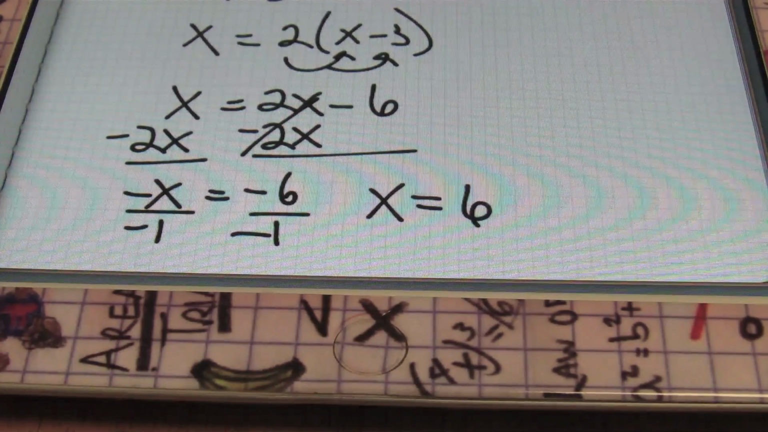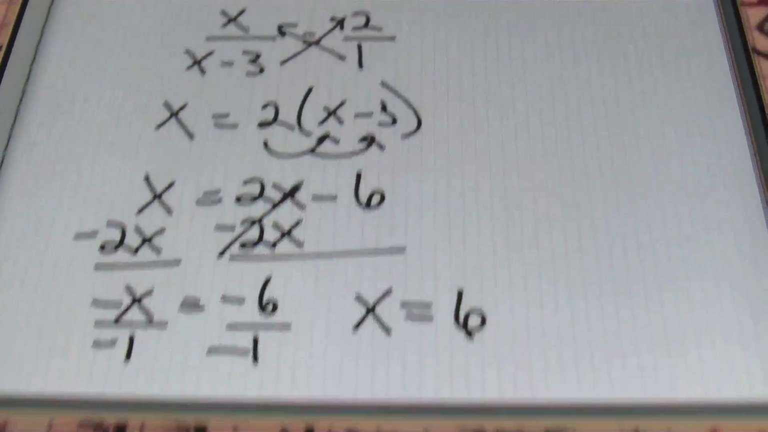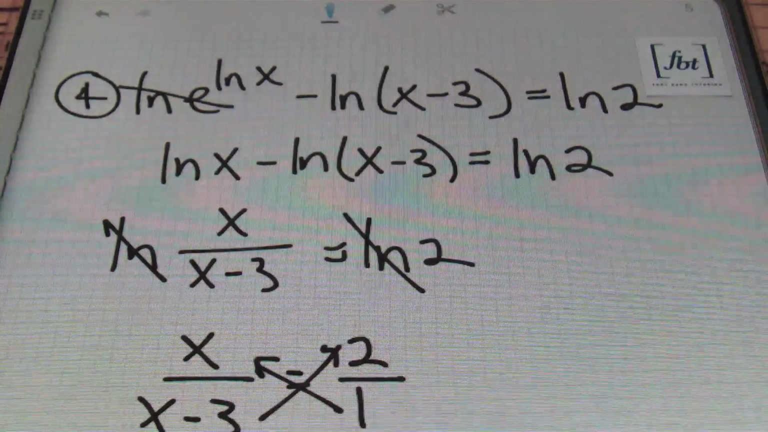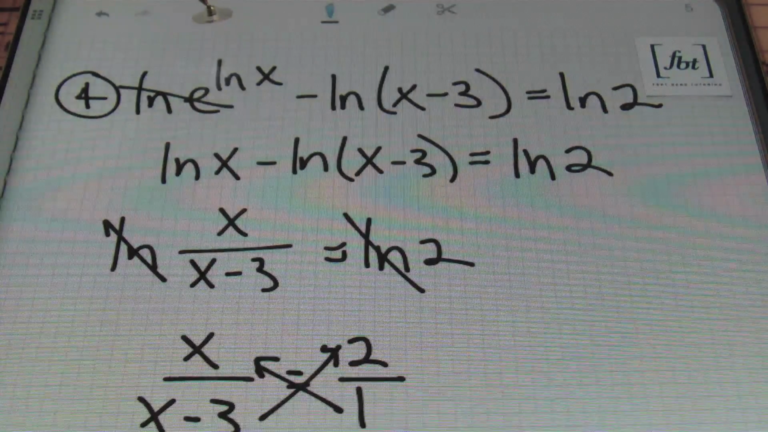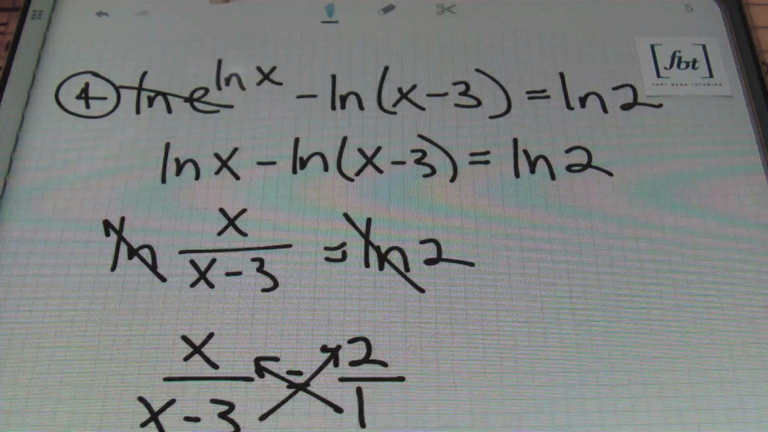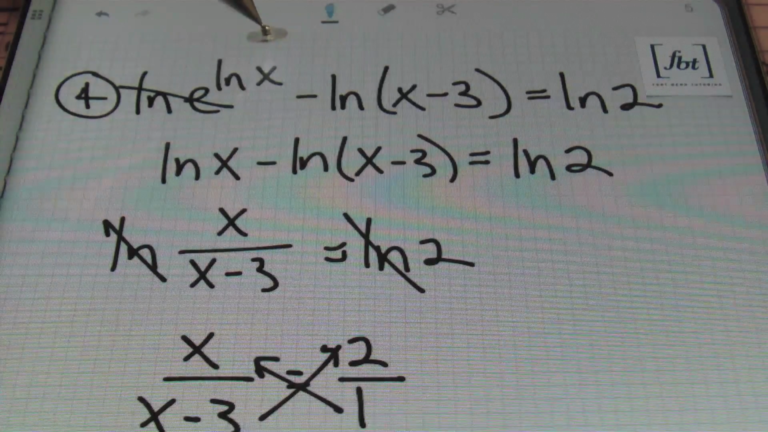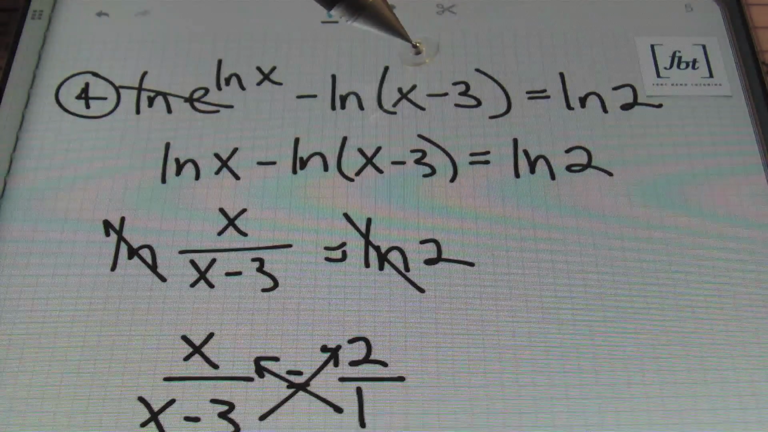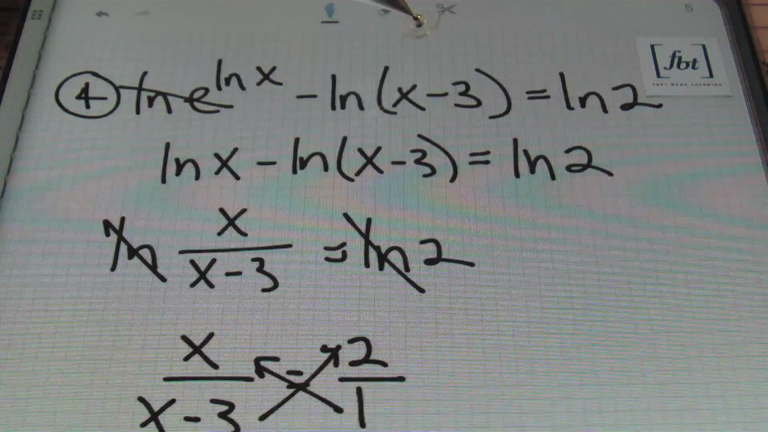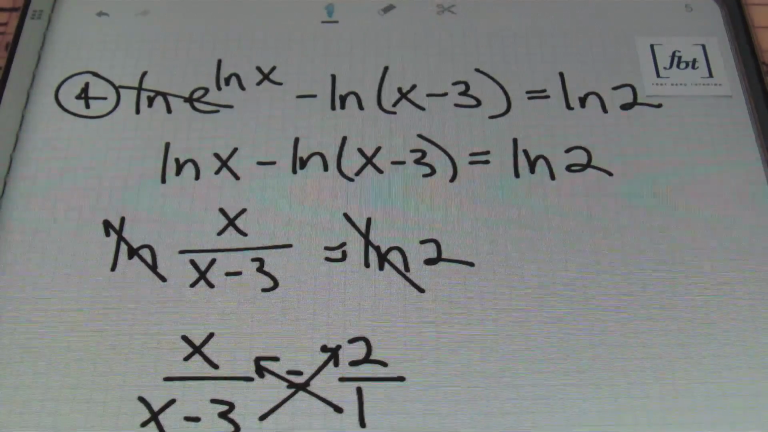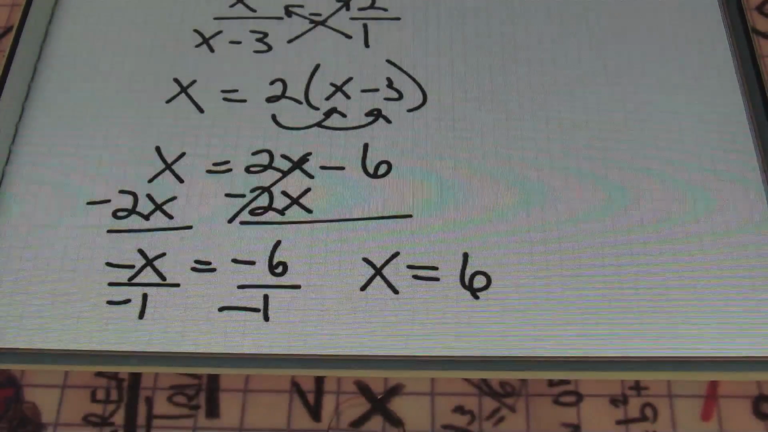Now let's go ahead and see if we're violating any domain issues. So I know I can't take the logarithm, or natural log for that matter, of a negative number or 0. So here I'll be plugging in 6. That looks good to me. 6 minus 3 is 3. That's still a positive number, so we're good there as well. So ladies and gentlemen, that means that 6 is our answer.